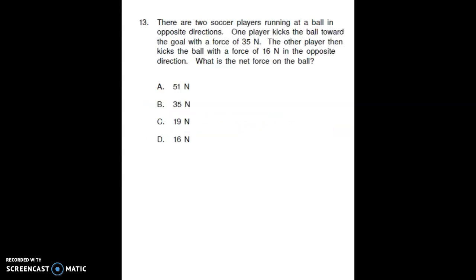Question 13. There are two soccer players running at a ball in opposite directions. One player kicks the ball towards the goal with a force of 35 newtons. The other player then kicks the ball with a force of 16 newtons in the opposite direction. What is the net force on the ball? A. 51 newtons, B. 35 newtons, C. 19 newtons, or D. 16 newtons.